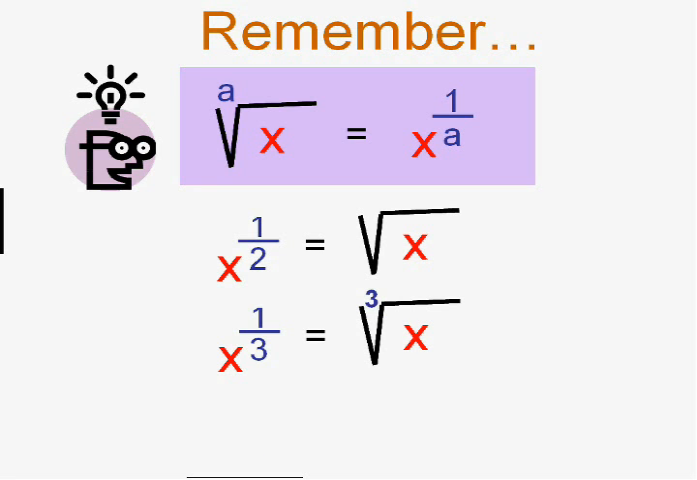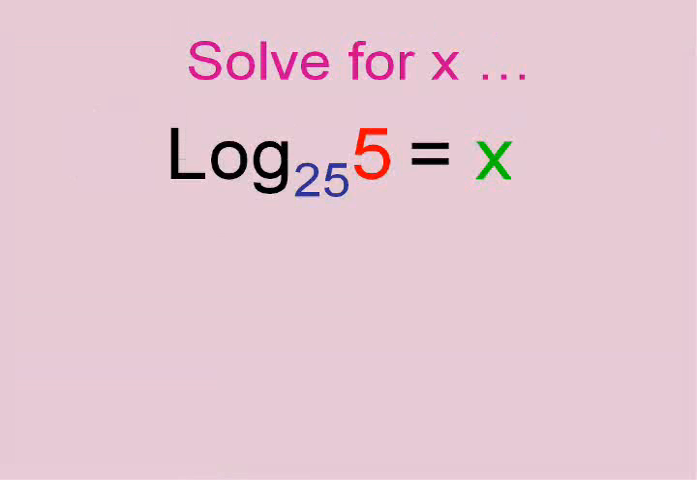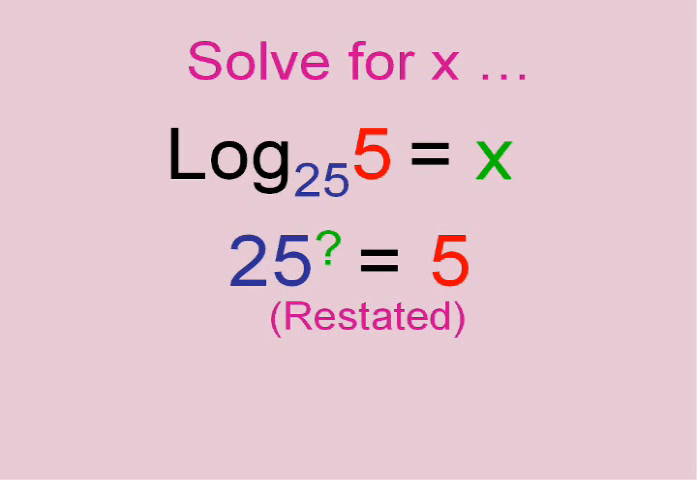X to the 1/5 would be the 5th root of x. So all these rules of exponents are going to come into play when we work with logarithms. So with that said, the logarithm using base 25 of 5, well, let's rewrite it. What do I have to raise 25 to, to get to 5, a smaller number? You've got to take the square root. So the exponent here is going to be 1/2.